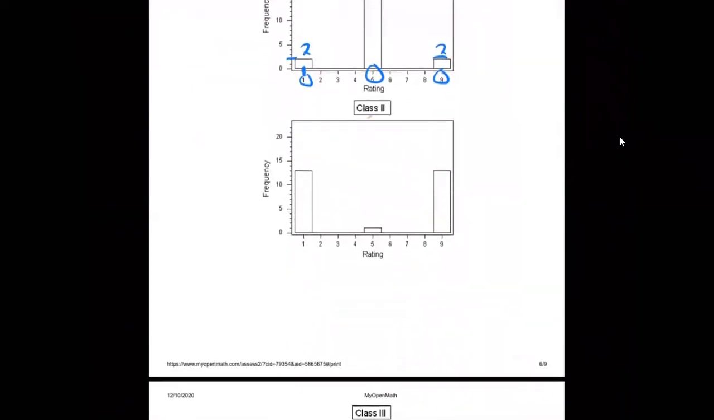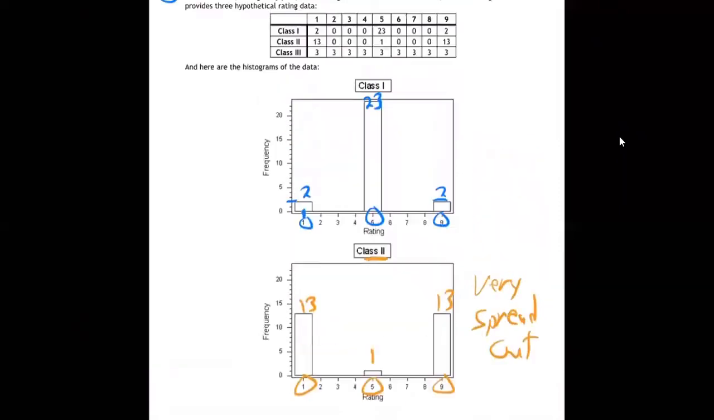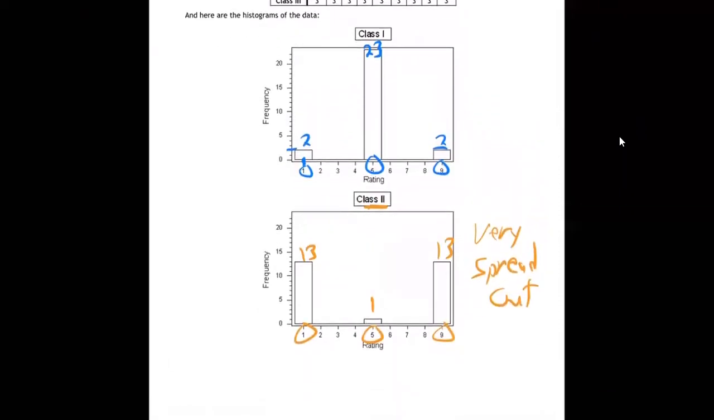All right, next group, class number 2. This is like 13 people think he's terrible, but 13 people think he's the bomb, best ever. And like 1 person thinks he's average. Notice that is very spread out. That class is divided. It's sadly like our political climate today, right? Everybody is just at one end or the other. It's getting kind of crazy. Nobody's in the middle anymore.